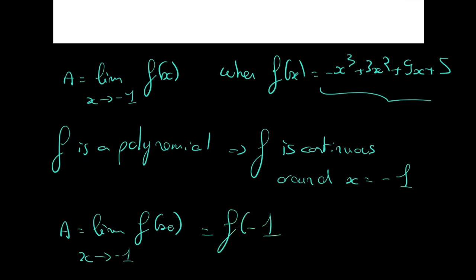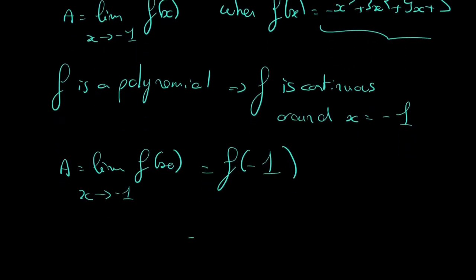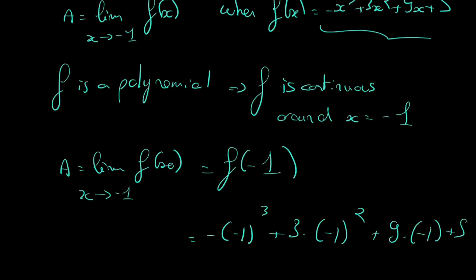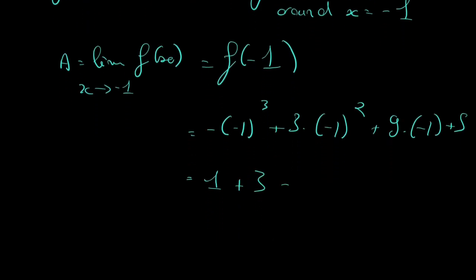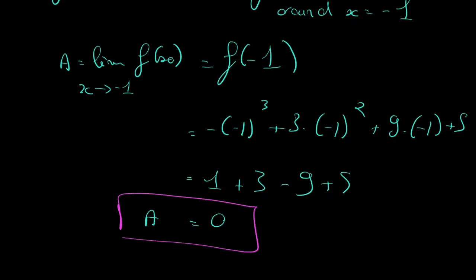A is equal to the limit of f of x when x tends to -1, is equal to f of -1. This is very easy, and here this is going to be equal to -1 to the third plus 3 times -1 squared plus 9 times -1 plus 5. We just have to replace, and this is equal to -1 makes 1 plus 3 times 1, that makes 3, minus 9 plus 5, and that makes 4. This is 4, this is -5 plus 5. This is equal to 0. A is equal to 0. And here we have solved our first question.